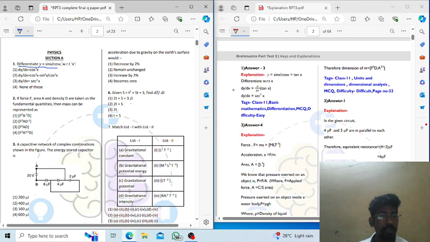What do you know? Sin x by cos x means tan x. If you remember the formula, the differentiation of tan x will directly give you sec square x.